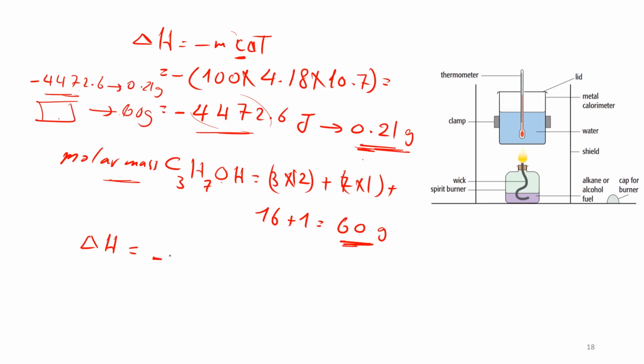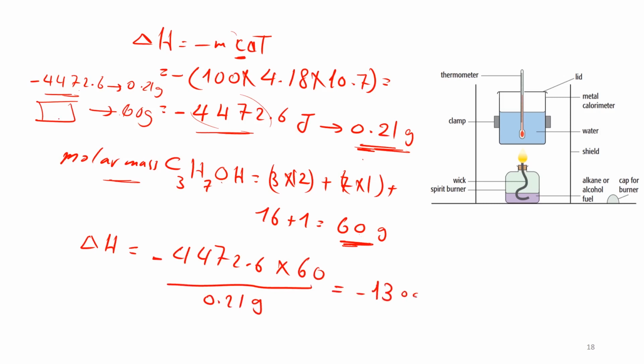I will multiply the minus 4,472.6 by the 60, and I will divide it by 0.21 grams. This is equal to minus 1,300 kilojoule per mole. You have to remember, I converted to kilojoule. This means I divided here also by 1000 to be able to convert it into kilojoule per mole.